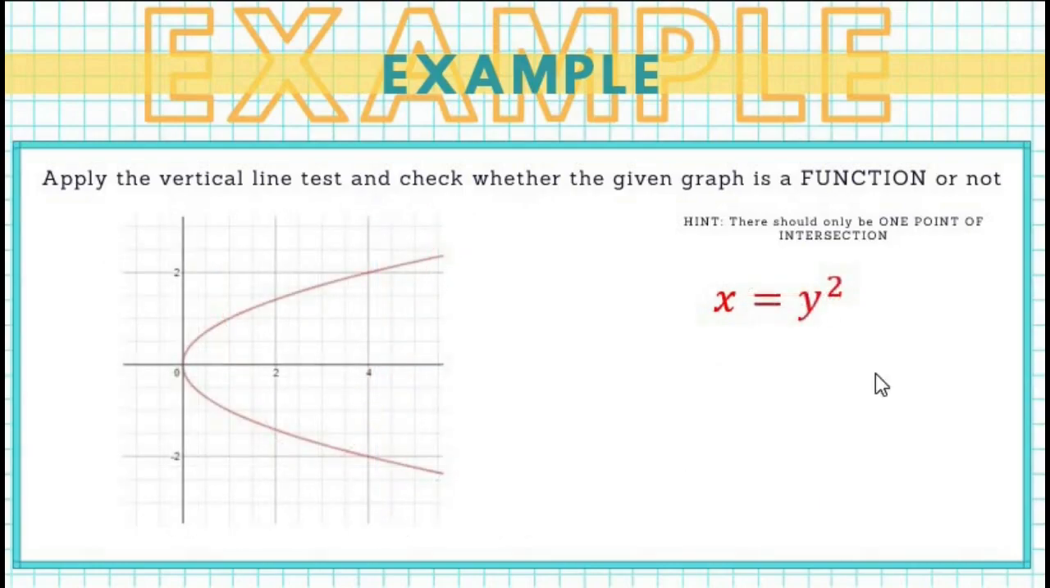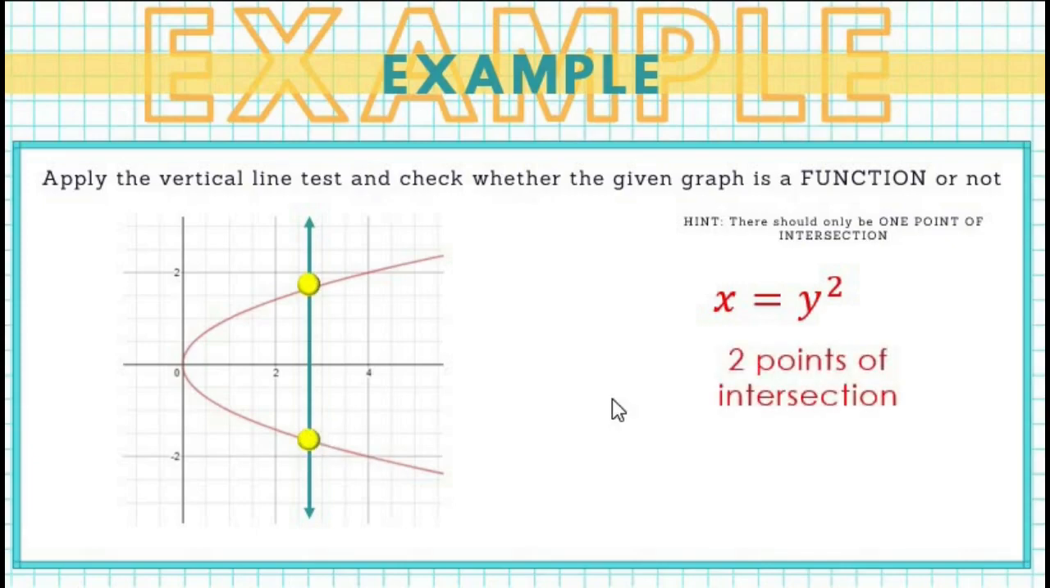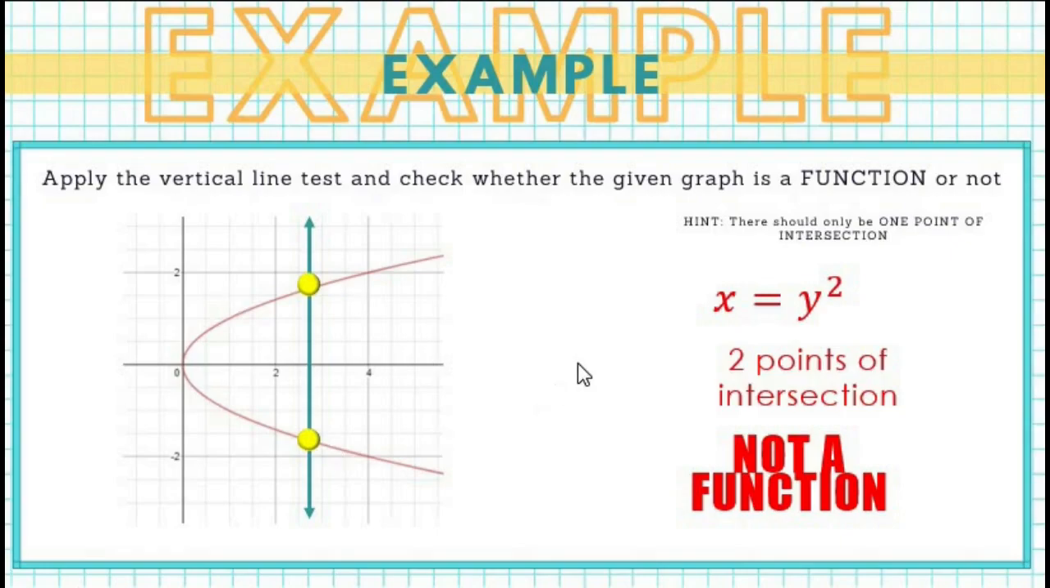Okay, another example, we have x equals y squared represented again by this red curve over here. So again, simply draw a vertical line anywhere in the graph, and this time, if you look closely, there will be 2 points of intersection. The first point of intersection is here, and then the other one is here. So since there are 2 points of intersection, it does not satisfy the vertical line test. Therefore, it is not a function, or this graph does not represent a function.